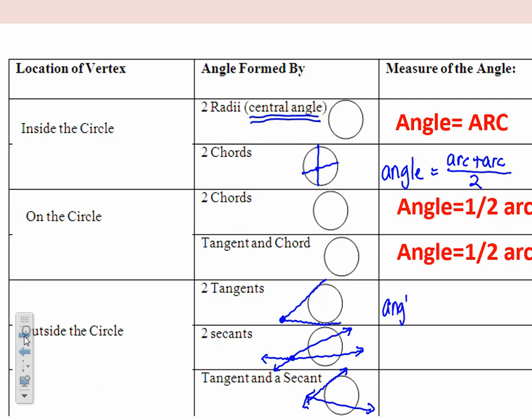The angle will equal the arc minus the arc, divided by 2, for these, okay? Notice it's different than the other one. We're not taking the average. We're subtracting the two arcs and dividing by 2.